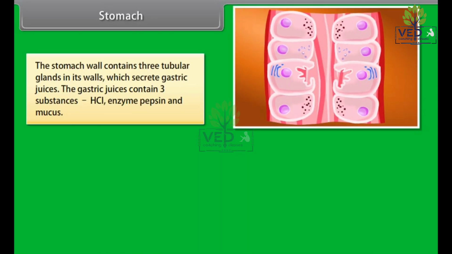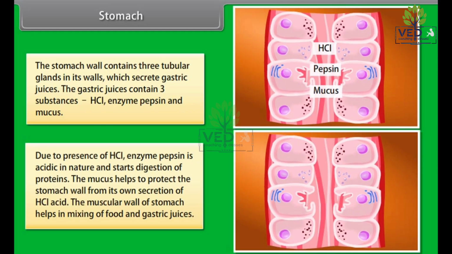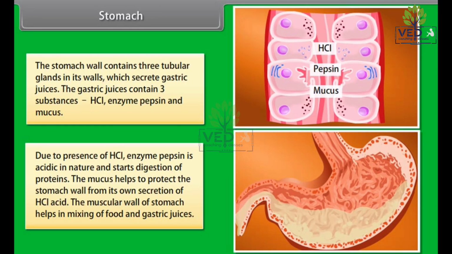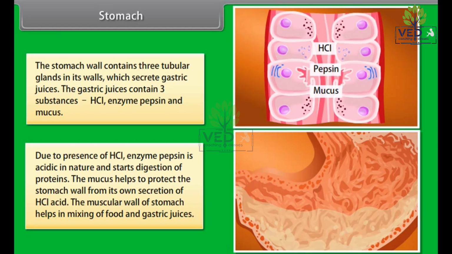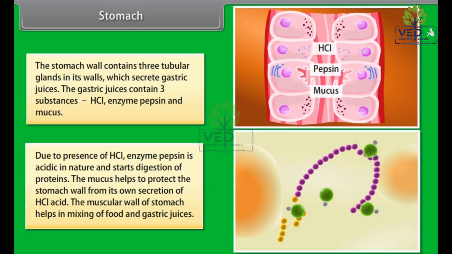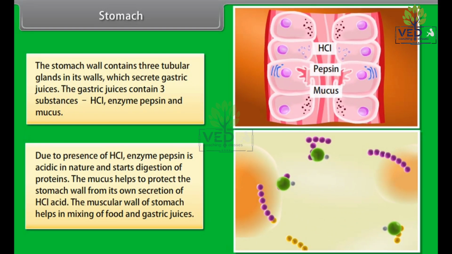The stomach wall contains 3 tubular glands in its walls which secrete gastric juices. The gastric juices contain 3 substances: HCl, enzyme pepsin, and mucus. Due to the presence of HCl, the medium is acidic in nature. Enzyme pepsin starts digestion of proteins. The mucus helps to protect the stomach wall from its own secretion of HCl acid. The muscular wall of the stomach helps in mixing of food and gastric juices.